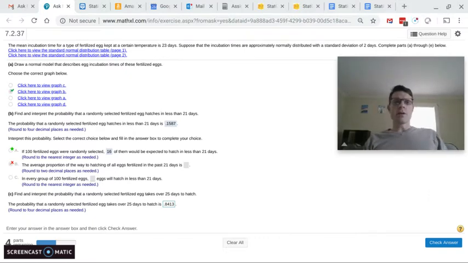Okay, here's number 12 on section 7.2. So here we have the mean incubation time for a fertilized egg kept at a certain temperature is 23 days. Suppose the incubation times are approximately normal with a 2-day standard deviation. Okay, so the first thing we're asked to do is draw the normal model.